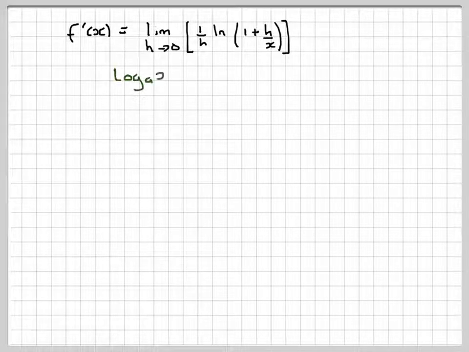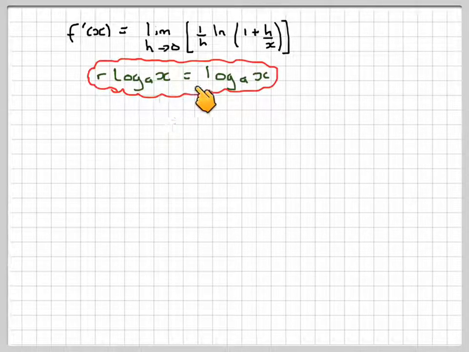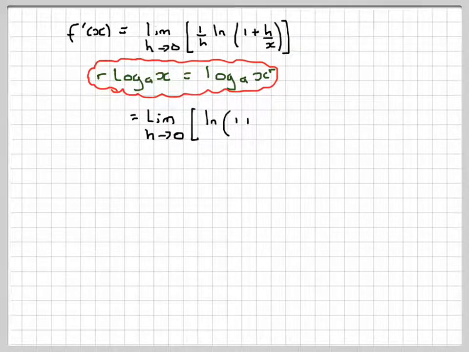Now there's a rule of logarithms that says r log a of x is equal to log a of x to the r. So just repeat that: r log a of x is equal to log a of x to the r. So what we can do, we can take that power there and put it up here. So we've got the limit as h goes to 0 of ln of 1 plus h over x to the 1 over h.